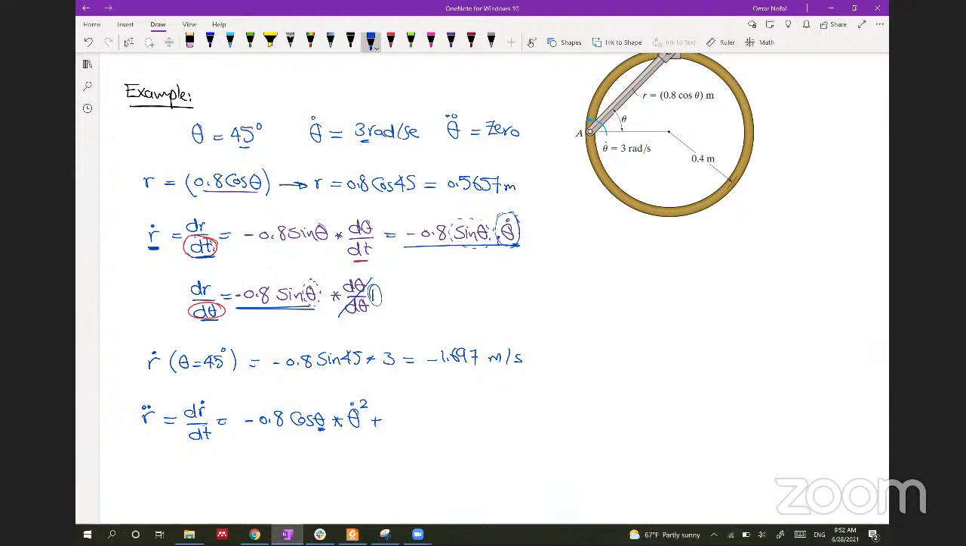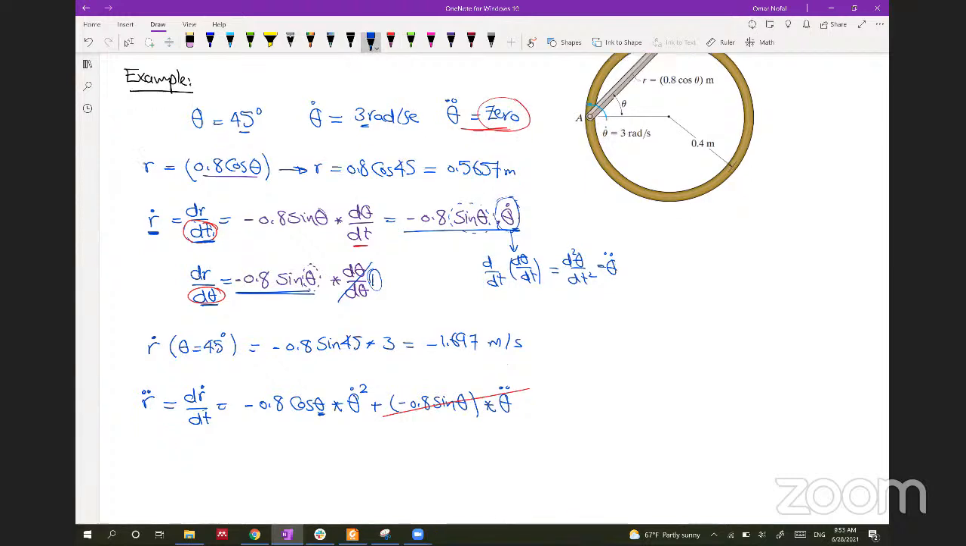Plus, the derivative of the second term multiplied by the first term. So let's put the first term as it is, negative 0.8 sine theta, and let's differentiate the second term. It will be theta double dot, because this is d theta dt, and when you differentiate it one more time with respect to t, it should give you d square theta dt square, which is theta double dot. And we know from here that theta double dot is equal to 0, so all this term will be equal to 0.